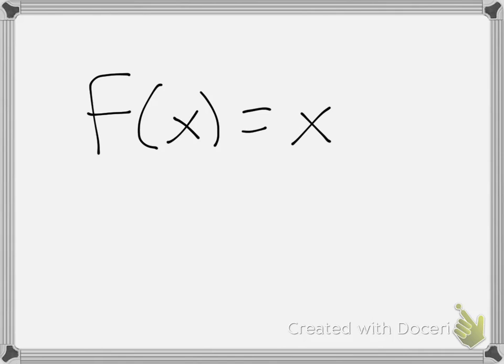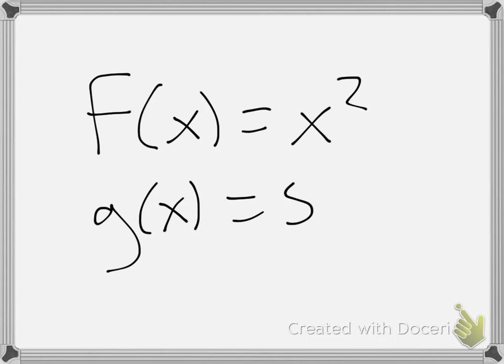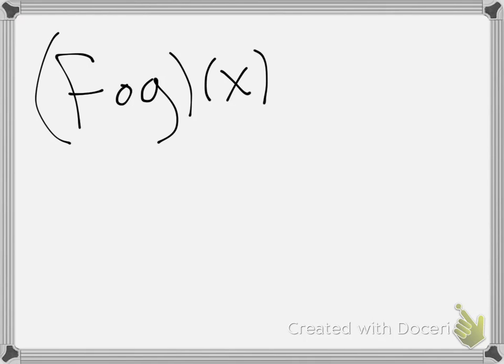Okay, so we have two functions here. We have f of x equals x squared, and g of x equals 5x plus 2, right? So let's go ahead and find both compositions, f of g of x and g of f of x. We'll show that they're not the same, okay? So f circle g, well, that's just f of g of x.